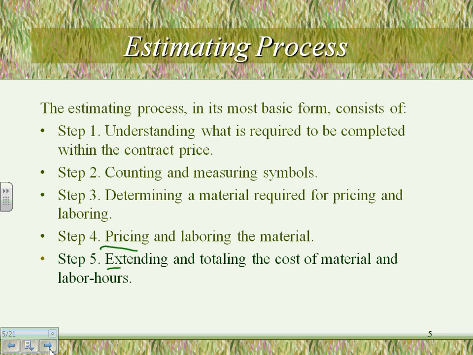After you do that, you do the math, extending and totaling. What's extending and totaling? 5 receptacles, $5 each. That will give me $25 for receptacles. 5 receptacles, half an hour each. That'll give me 2.5 hours to install 5 receptacles. That's extending and totaling. Extend them and total them at the end.